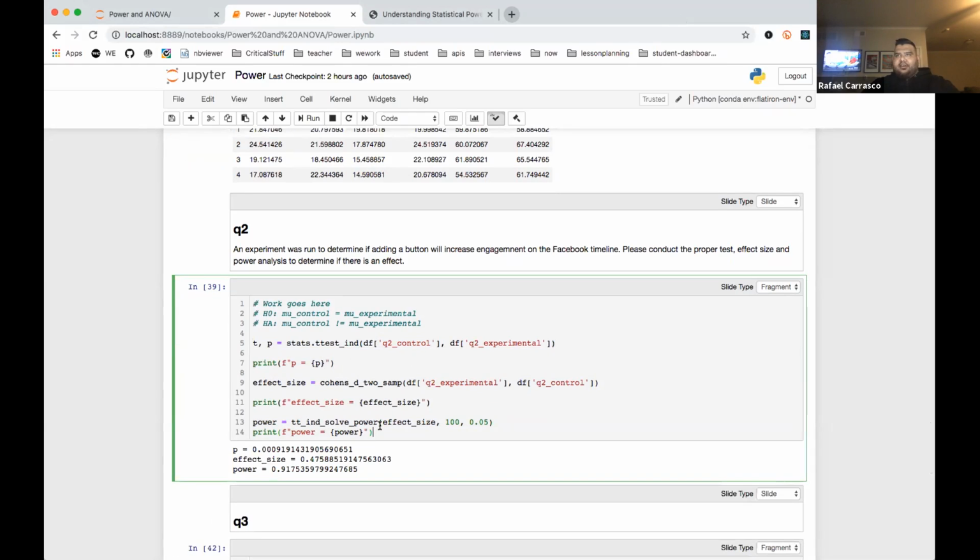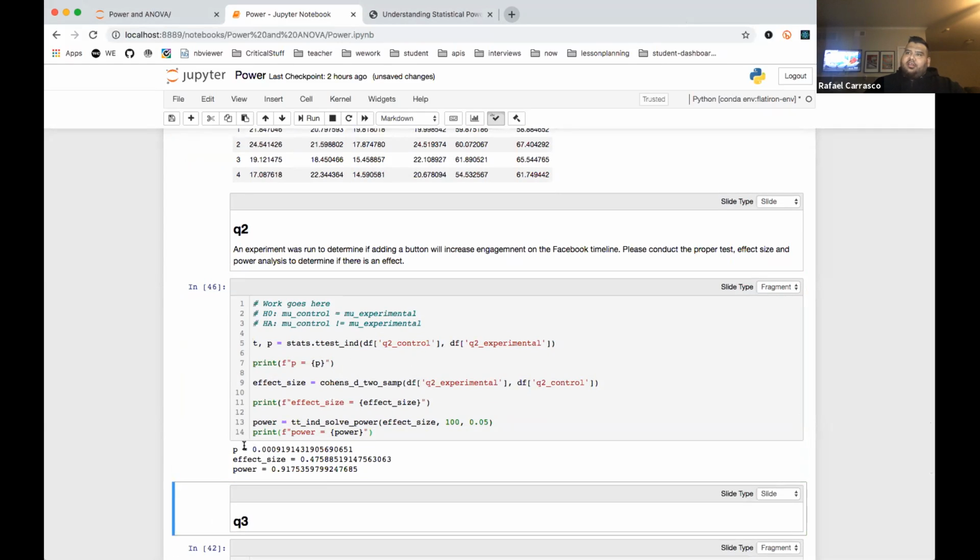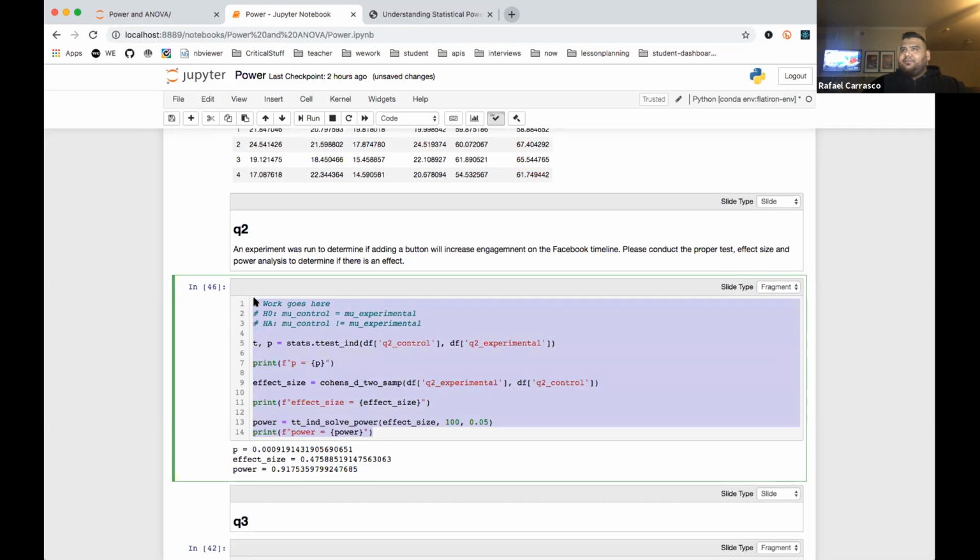That'll give you power. And so that should all give you a p-value of less than 0.05, which means we reject the null hypothesis, so the means are different. We have an effect size of 0.47, so light to medium effect. We have a power of 0.91, which means our type 2 error is about 10%, roughly. We have a 10% chance of making a type 2 error whenever doing this. So are there any questions about this right here?